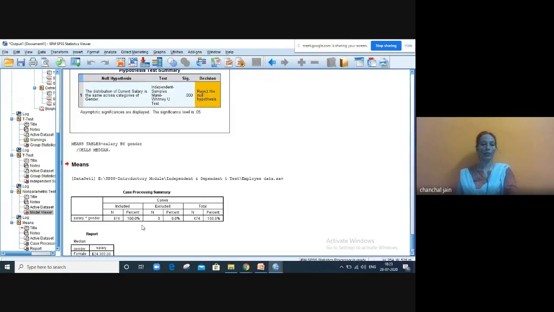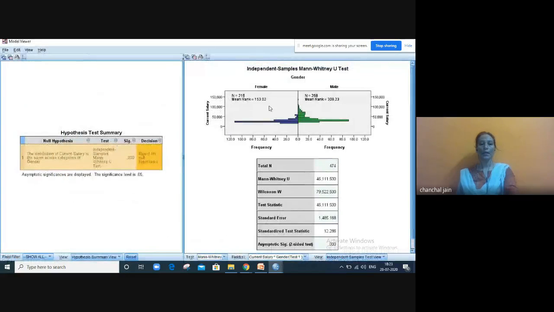Now we are going back to the same output, coming back to the model viewer. Now we can compare our results. As per this output, you can see the significance value is 0.000. This is less than 0.05, because the level of significance is 0.05. So when the p-value is less than 0.05, we need to reject the null hypothesis, and we will reject the null hypothesis.